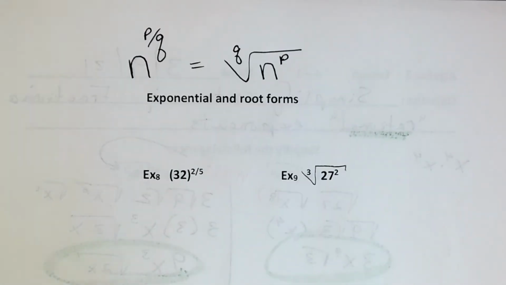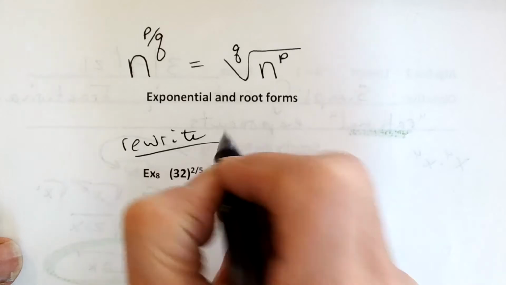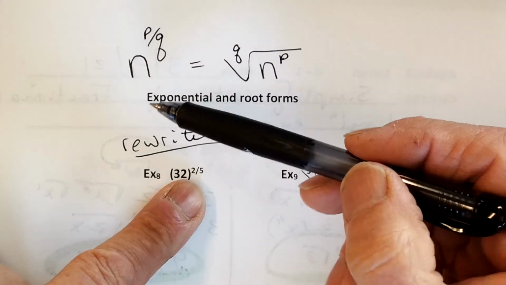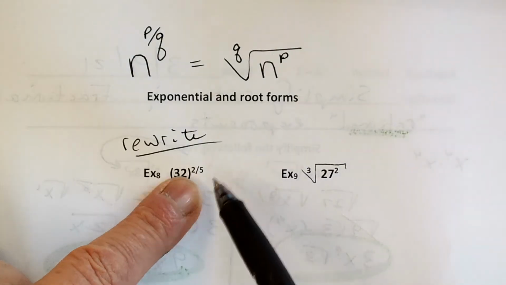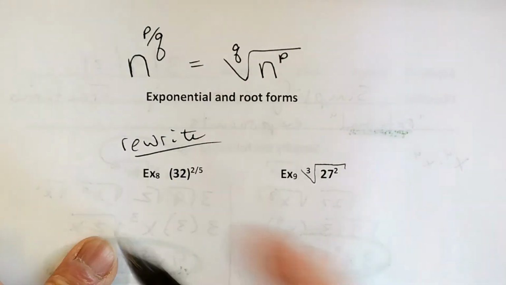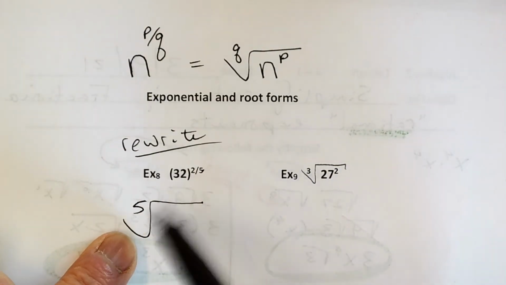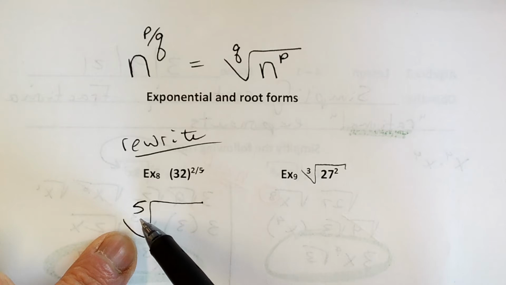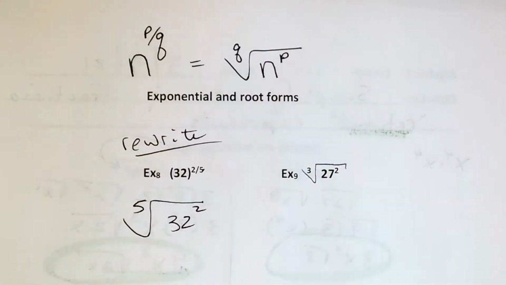So, example 8. First, let's rewrite it. I'm going to rewrite it from this form to this form. The 5 is my root, so my 5 goes there, and then 32 to the 2 power goes there. If we rewrite it, that is the answer.